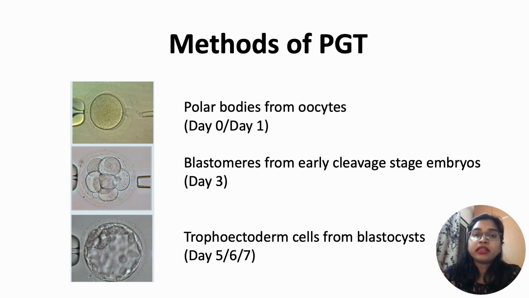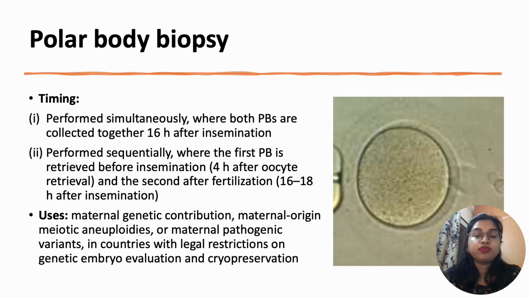So, what are the methods of PGT? We can take the genetic material either from the polar bodies from the oocytes that is taken on day 0 or day 1, or we can take blastomeres from early cleavage stage embryos that is taken on day 3, or we can take trophectoderm cells from blastocysts that is taken either on day 5, 6 or 7. So, first is polar body biopsy.